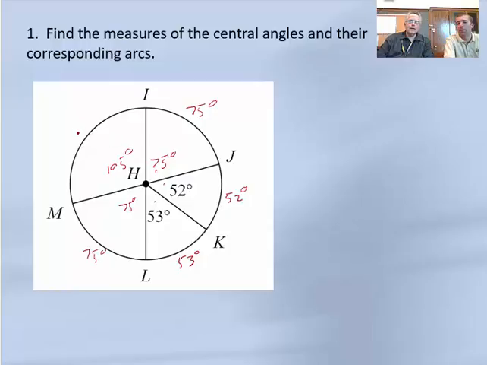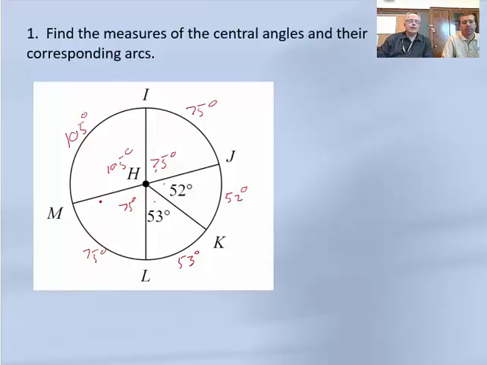Or we could have added all of the arcs up, because they should add up to 360 degrees. A semicircle is 180, so all the way around should add up to 360 degrees. So there we do it. We labeled all the angles and we labeled all their matching arcs.